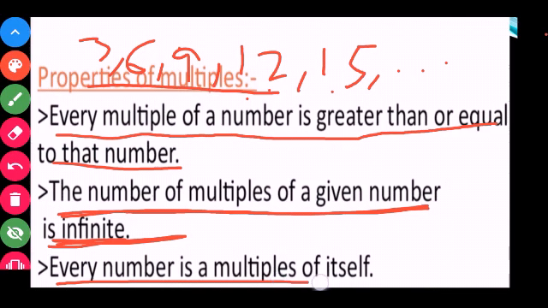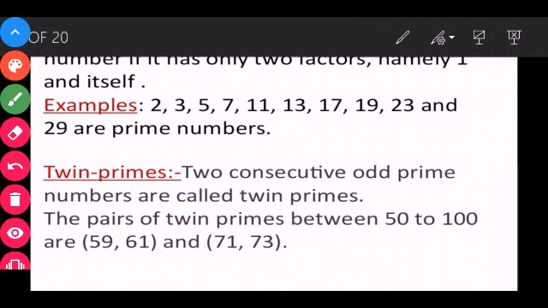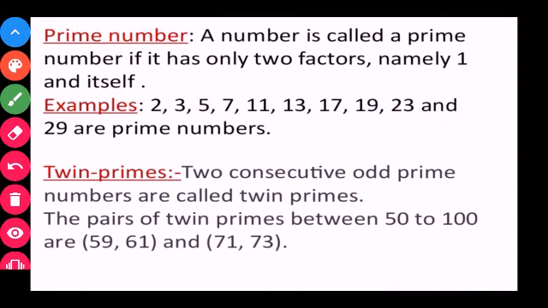Every number is a multiple of itself. So here 3 is a multiple of 3 also. Every number is a multiple of itself. And in factors also, every number is a factor of itself, and here in multiples also.